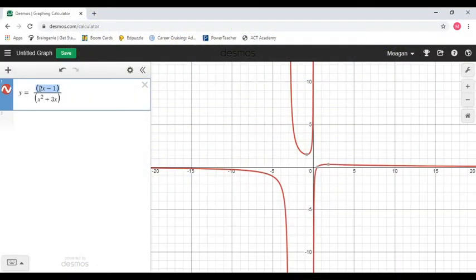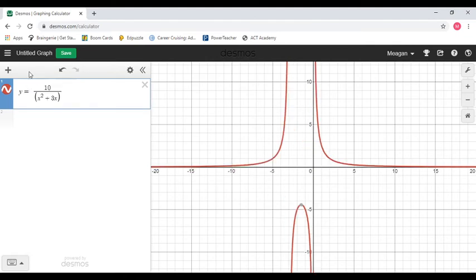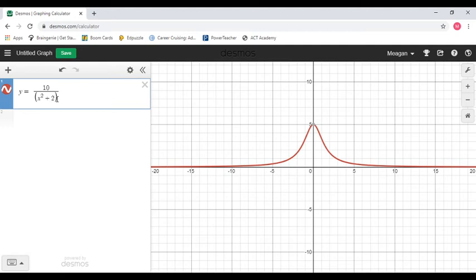So if we go over here and graph 10 over x squared plus 2, you'll get like a whole hill that goes up and goes back down. It does have the x-axis as a horizontal asymptote that's kind of shaping it. So far, so good.